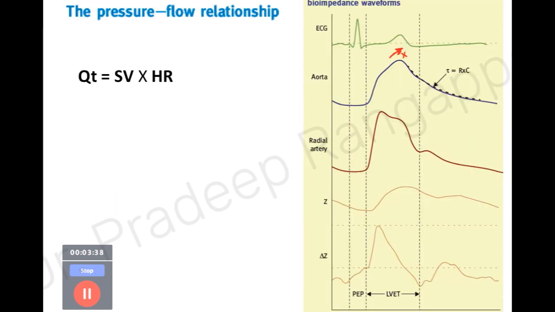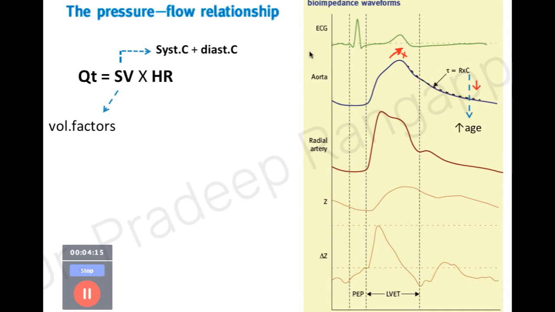This is a very important physiological aspect of cardiac output, because there are two important variables that determine cardiac output: the blood pressure and the blood flow. We need to have a sound understanding of this relationship for determining the cardiac output. Cardiac output simply is stroke volume into heart rate. For the stroke volume, there is a systolic component and a diastolic component. And for the stroke volume, there are volume factors and there are pressure factors.